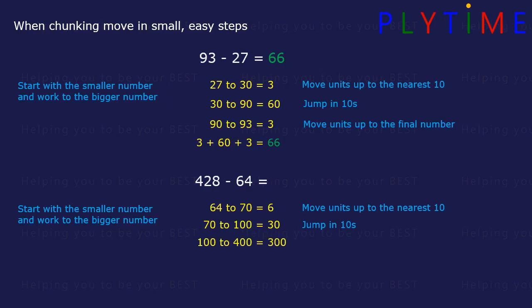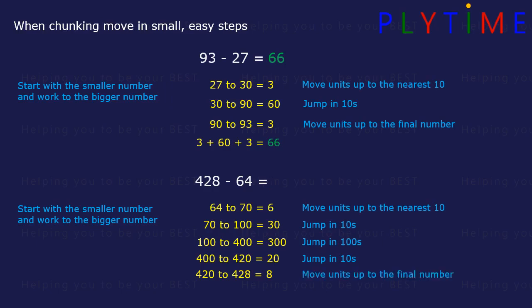From 100 to 400, that's 300. From 400, jump in tens again to 420, that's 20. And finally, from 420 to the final number, jump in units, 428 is 8.